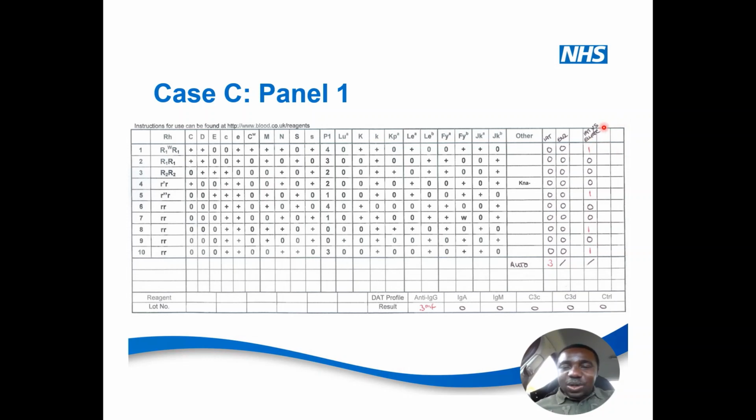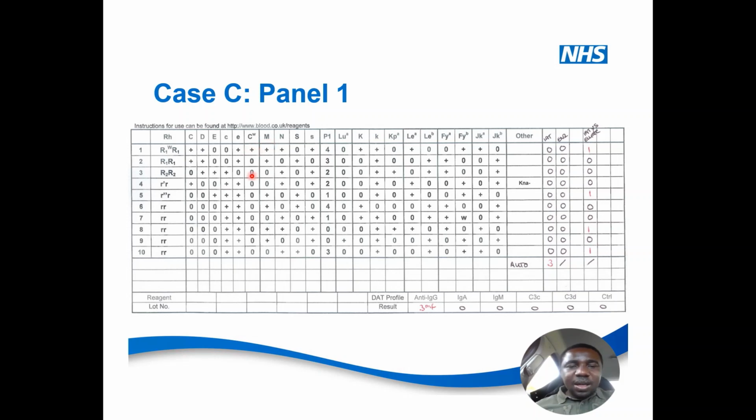Then with this elution technique, let us now use the cancellation method on this. Here big C is positive on cell number 2, negative on the elution, you cancel big C. D is positive on cell number 2, negative on the elution, you cancel it. Then E is positive on cell number 3, negative here, you cancel E. Then little e is positive on cell number 1, still positive here.